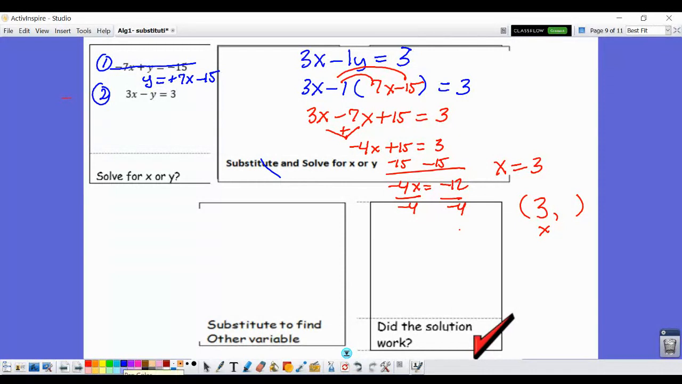All right, let's finish this up. So am I going to use equation 1 or equation 2? Which one's going to be easier to find y? You're right, equation 1, because it's already y equals. Okay, remember x equals 3. Go ahead and hit pause, substitute, and see if you can solve for y.